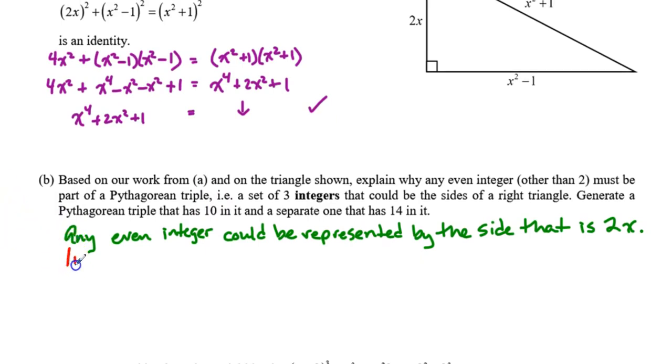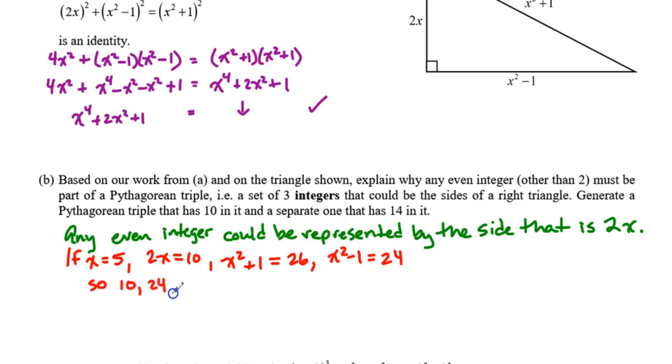Okay, so you said, well, if x is equal to 5, then 2x equals 10, right, subbing in the 5, and x squared plus 1 would be 25 plus 1, 26, and x squared minus 1, that would be 25 minus 1, that would be 24. So we'd have the Pythagorean triples of 10, 26, 24, or change the order. Okay, so I want you to do something similar with a side that has 14 in it. And play the recording when you're ready.